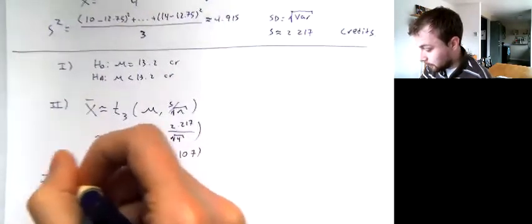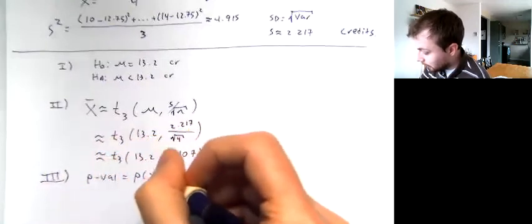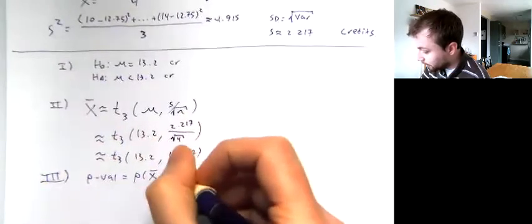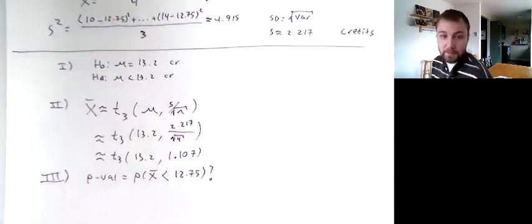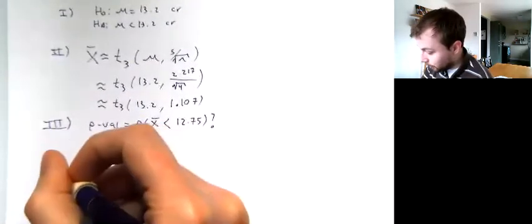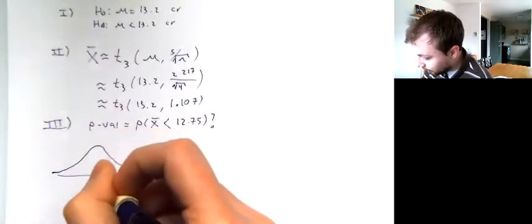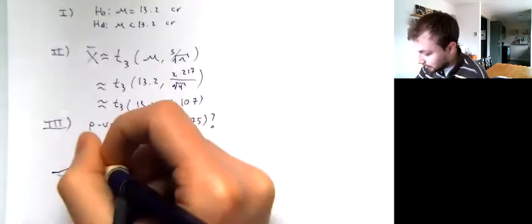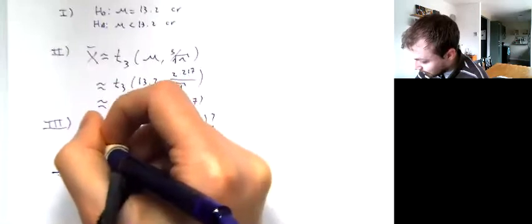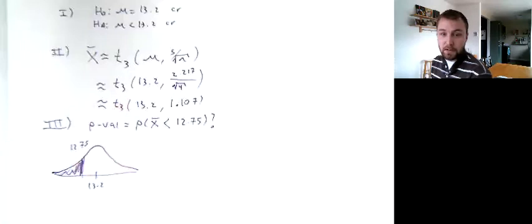Third step. My p-value is the likelihood of my sample average. My sample average was 12.75 or less, so I'm going to have this thing shaded to the left. So I'm drawing my picture. The picture's mostly here as a rough guide. I have 13.2 in the center here. I have 12.75 here, and I want this much or less, so I'm shading the left side.